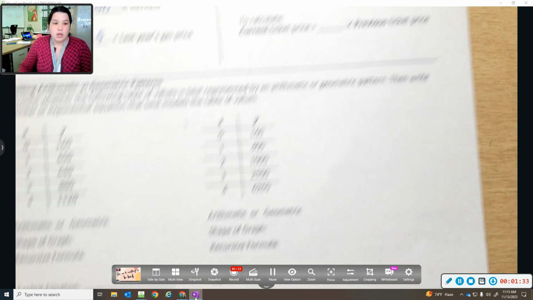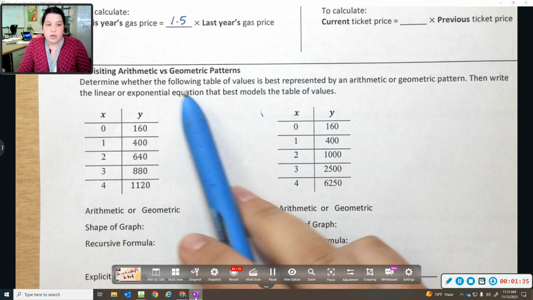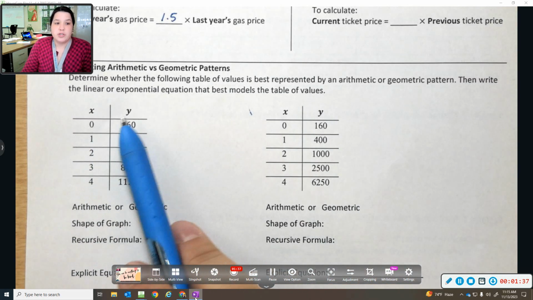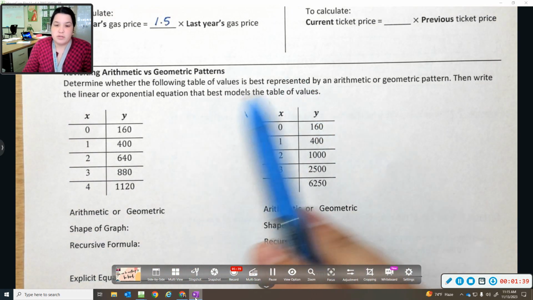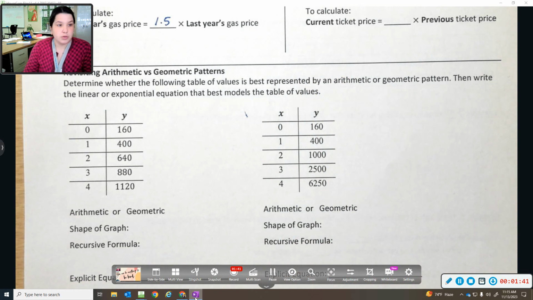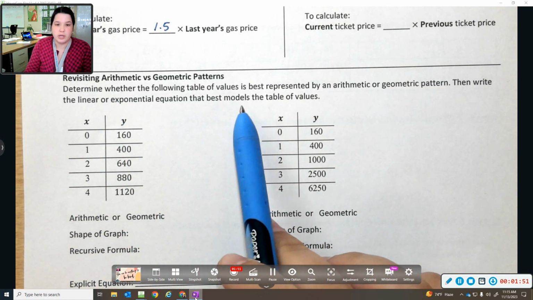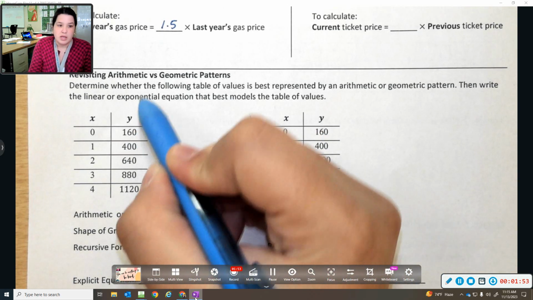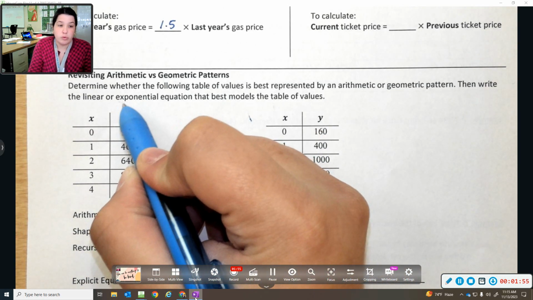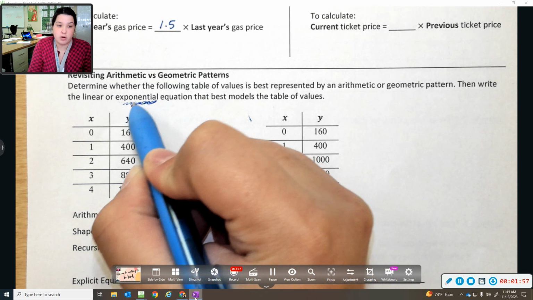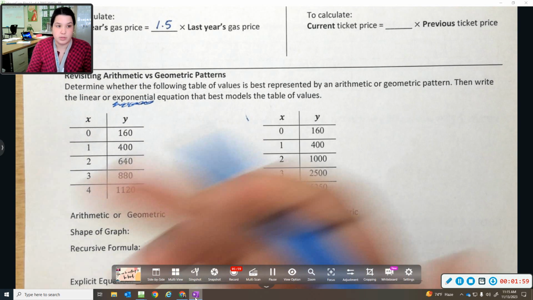Okay, so we're going to be revisiting arithmetic and geometric, so we're going to determine whether the values are arithmetic or geometric. Remember, arithmetic is if it's adding or subtracting something constantly. Geometric is if it's multiplying by something. Then we're going to write the linear or exponential equation that best models the table of values. This is going to be a review and a recall from Algebra 1. Don't worry, that's what this is all about.